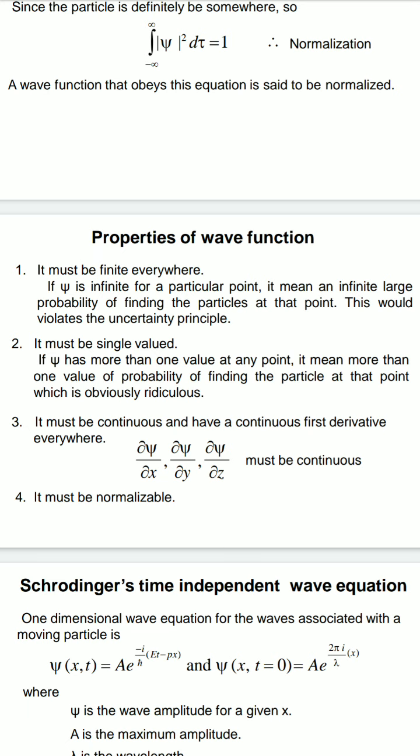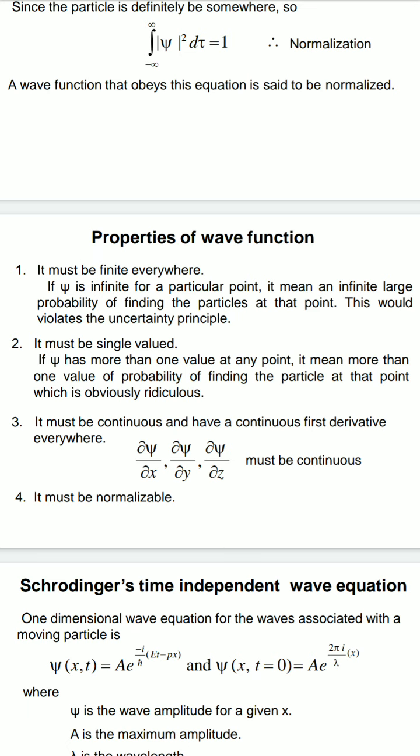It must be continuous and have a continuous first derivative everywhere. So you should remember these 4 points. These 4 properties of the wave function will surely be asked in your exam. What is its third property? Dou psi by dou x, dou psi by dou y and dou psi by dou z must be continuous. If you take the derivative of it, it should be continuous. And it must be normalizable.